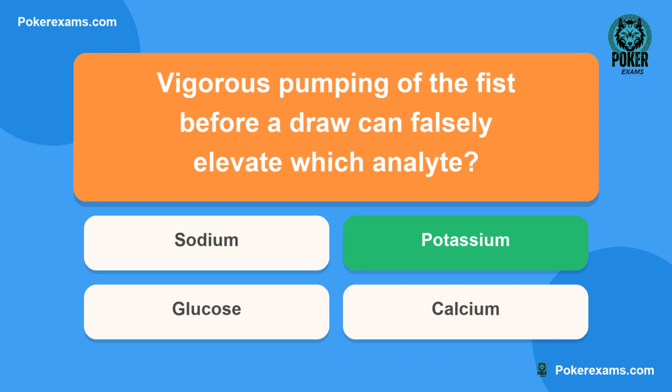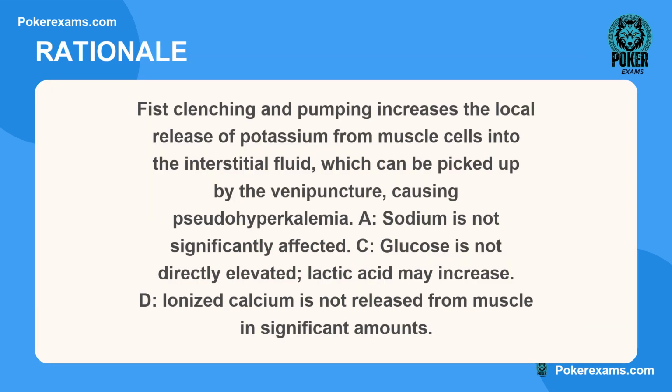The correct answer is B. Here is why. Fist clenching and pumping increases the local release of potassium from muscle cells into the interstitial fluid, which can be picked up by the venipuncture, causing pseudohyperkalemia.